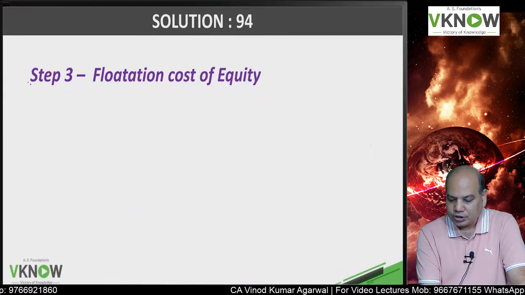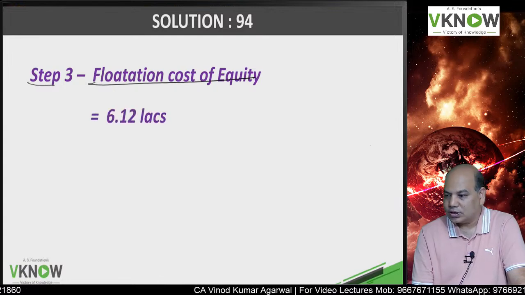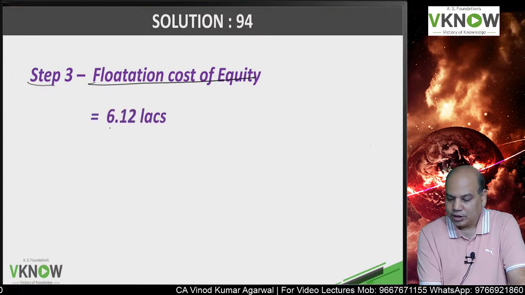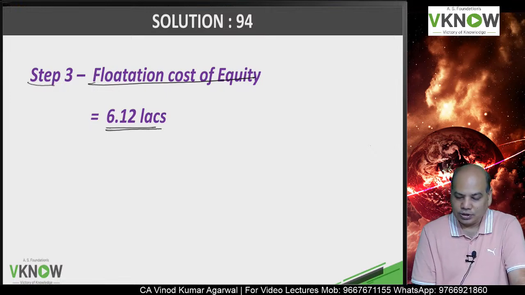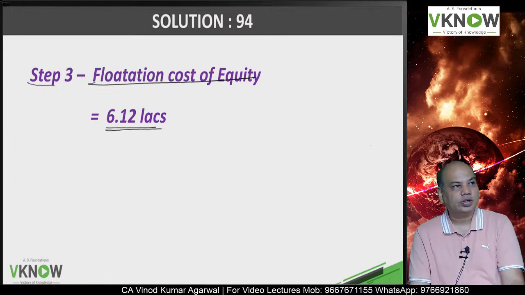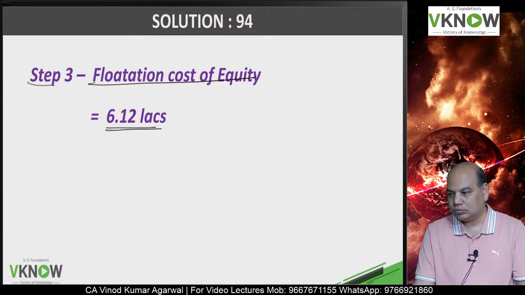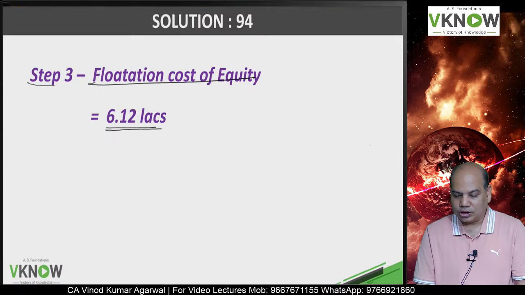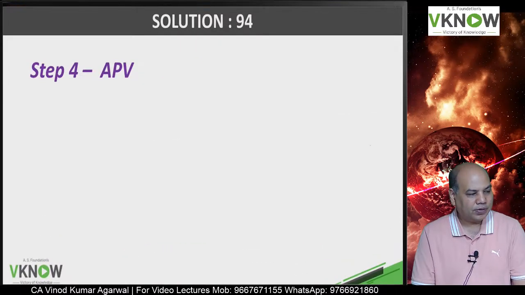Now write down step 3, flotation cost. Flotation cost is same, already calculated, 6.12 lakh. Flotation cost of equity 6.12 lakh. And now the last point, step 4, APV.